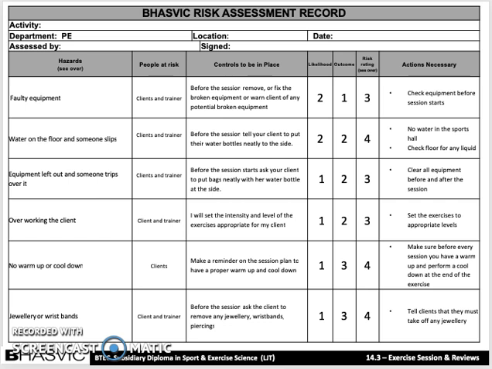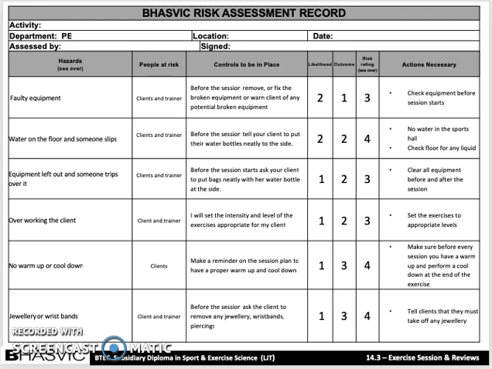Hazards. Faulty equipment. People at risk: client and trainer. Controls to be in place: before the session, remove or fix the broken equipment or warn the client of any potential broken equipment. Likelihood 2, Outcome 1, Risk Rating 3. Actions necessary: check equipment before the session starts.